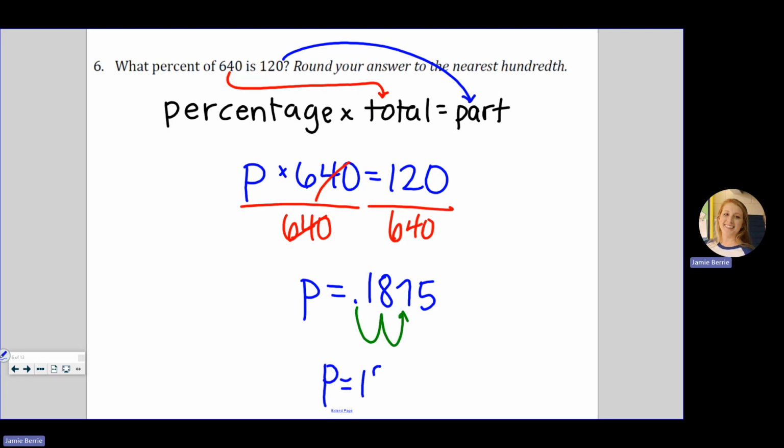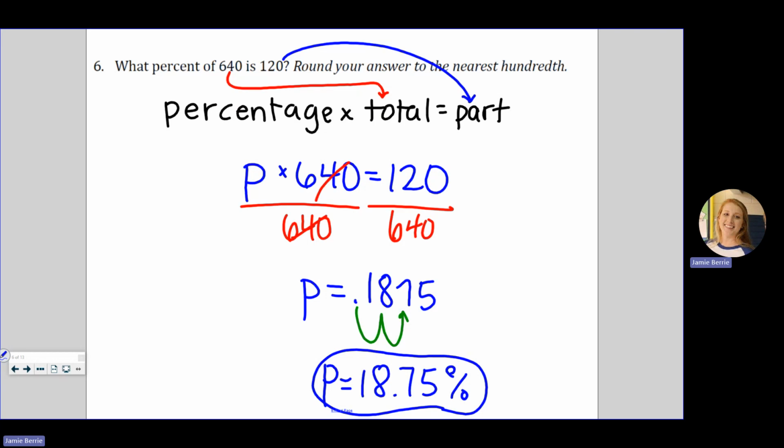Good. 18.75, and now what am I going to put at the end? If you leave the percent sign off, I'm going to take off part of the point, because I want to know that you know that that's a percent. So make sure to get the percentage sign in there.